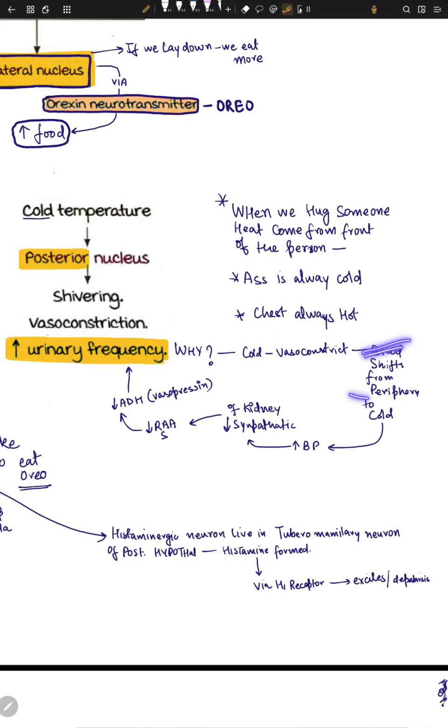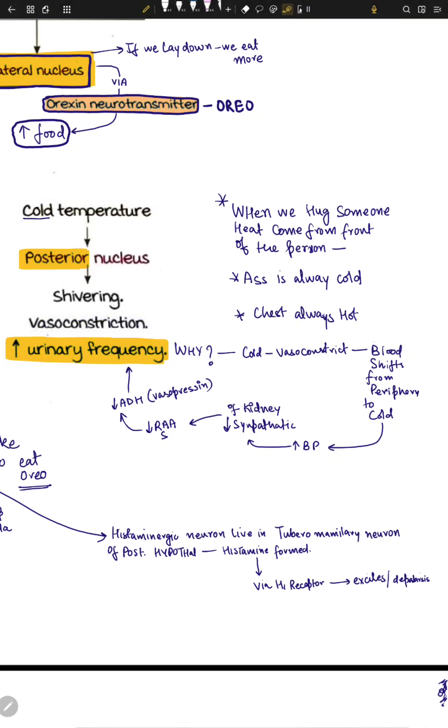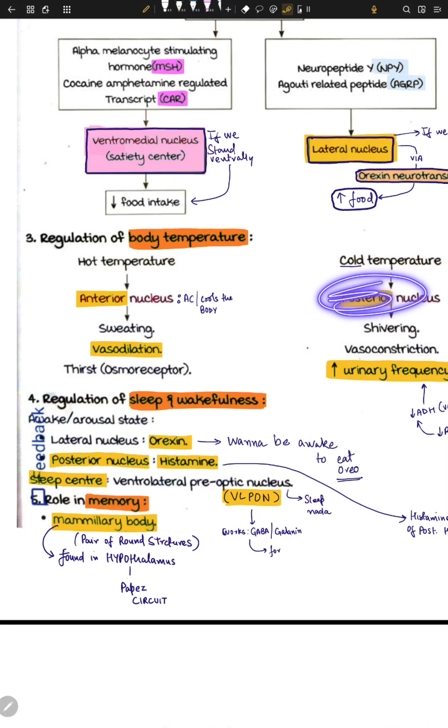The blood shifts from the peripheral system to the central system, right? Due to cold, you want to save this blood, right? So the perfusion of your kidney drops, okay? And this RAS system also drops, and ADH system also drops. So urinary output increases, okay? So posterior nucleus is for shivering and heat generation, anterior nucleus is for heat dissipation.